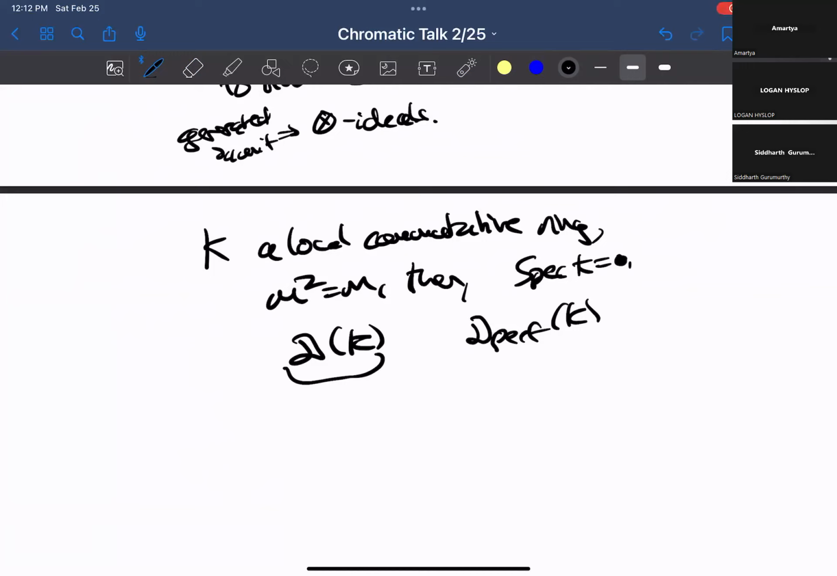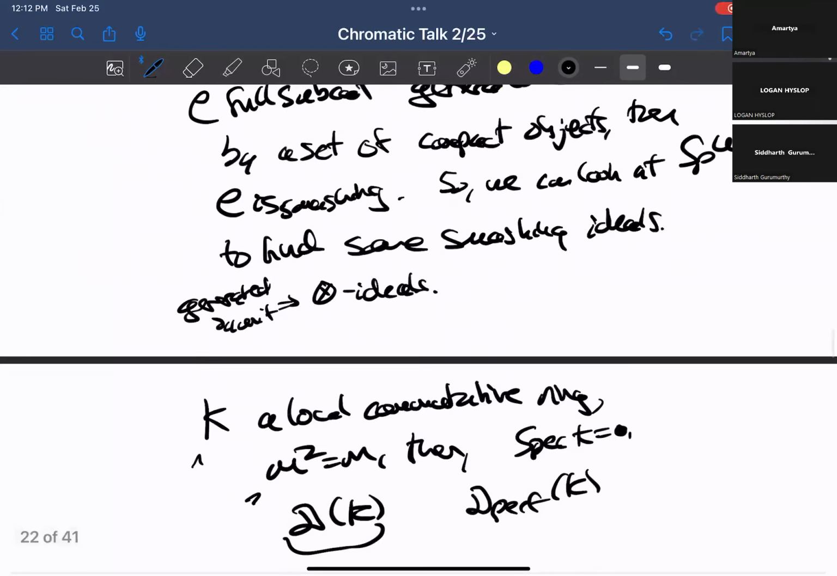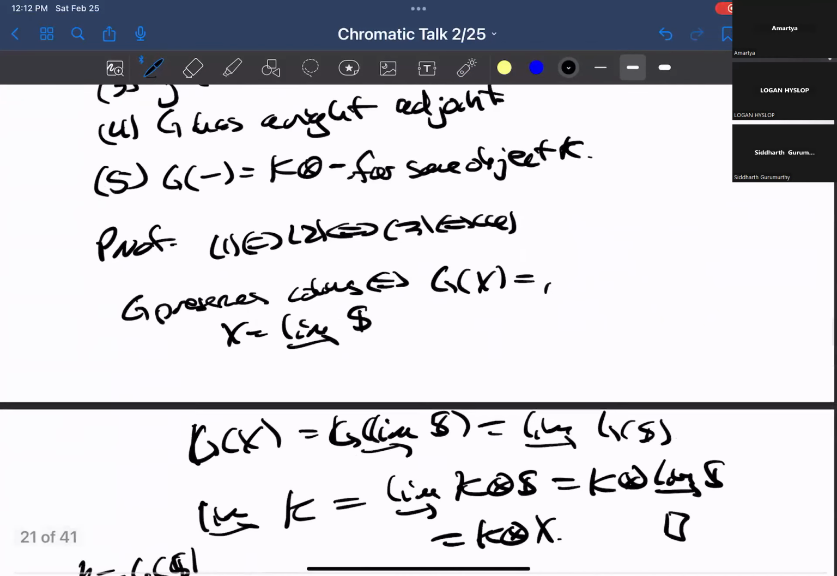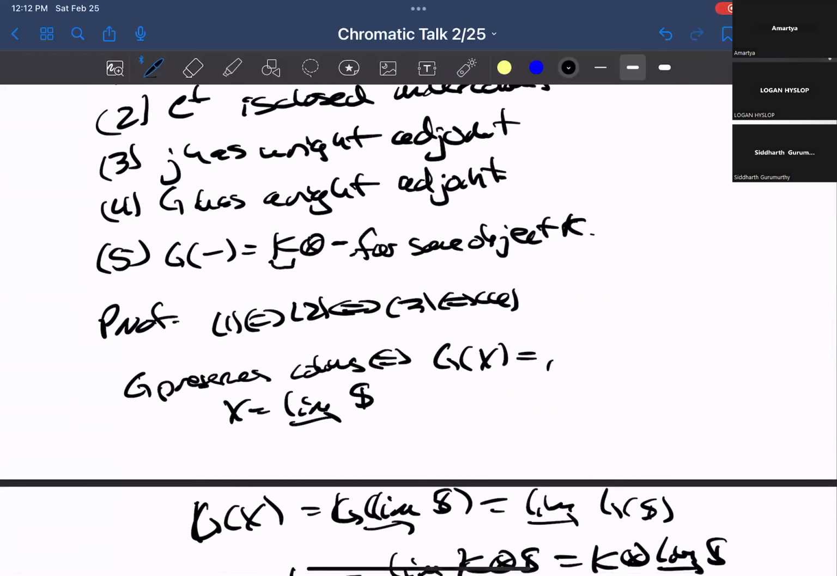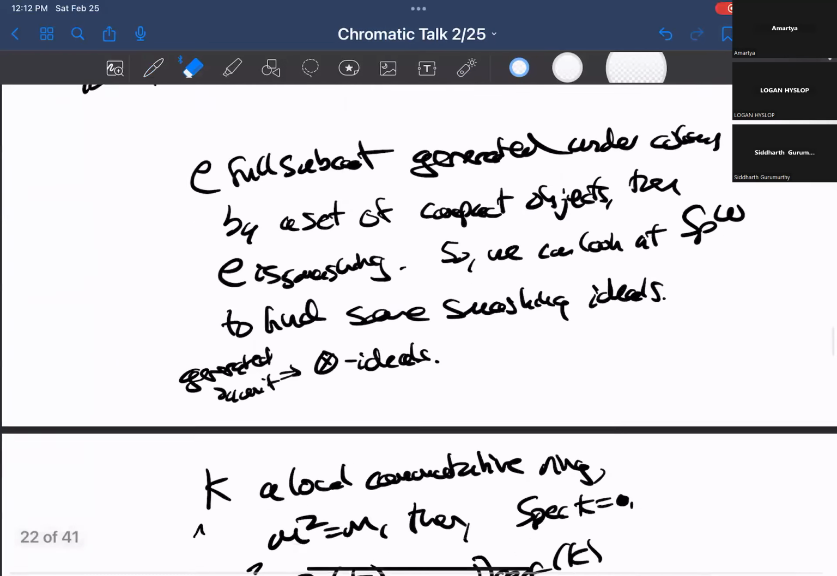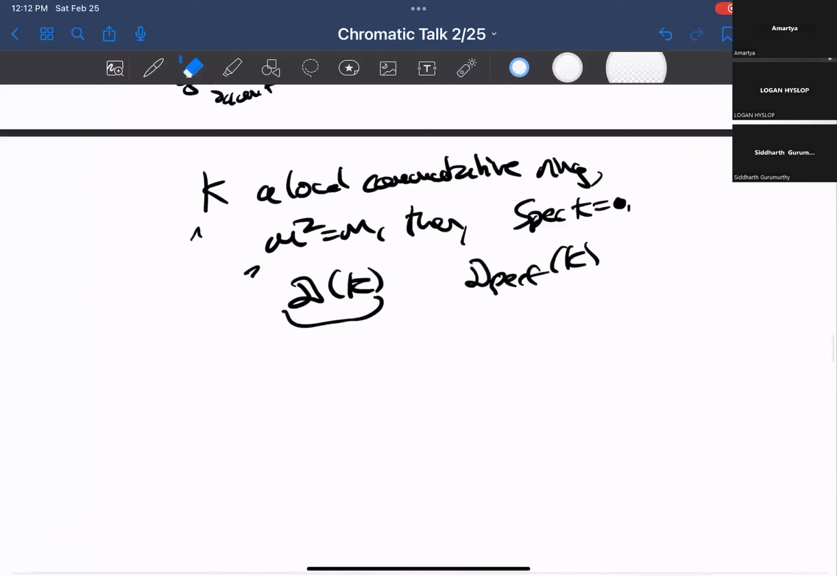So if you choose K sufficiently nice, say some perfectoid field, for instance, then you're going to get more tensor idempotents, which are going to give you more smashing ideals. Which is this guy here. In fact, this is always going to be a tensor idempotent, and tensor idempotents correspond to these smashing ideals. All right, I think I'm done for today because I'm a bit over time.